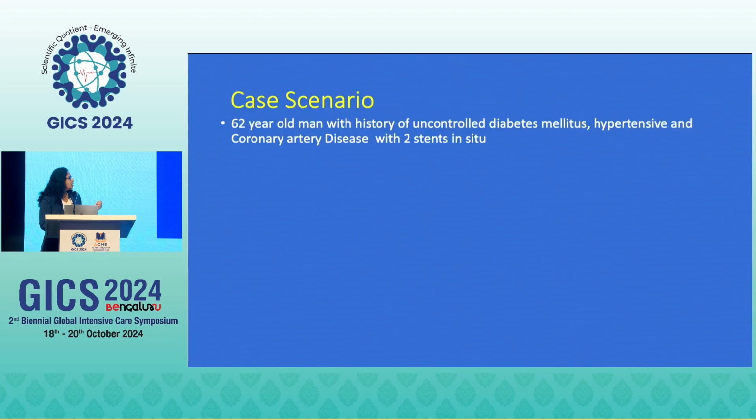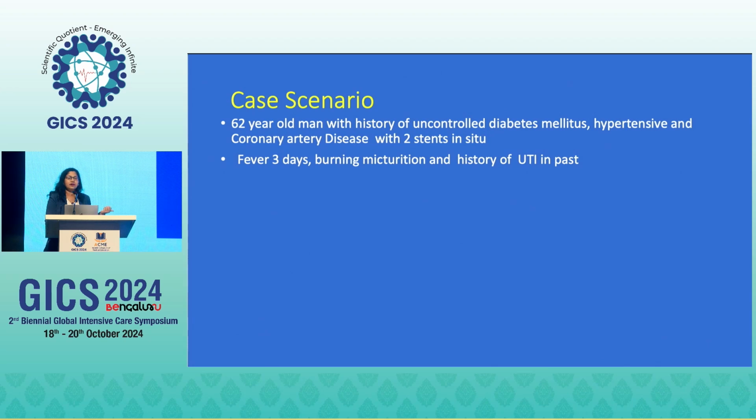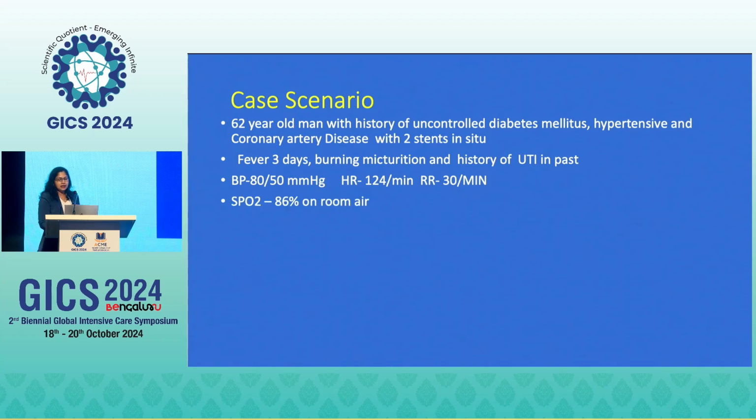So I'll just start with a case scenario. He's a 62-year-old man who is a diabetic, hypertensive. He has a history of fever for 3 days and burning micturition, and has a history of repeated UTI in the past. Now he presents to the emergency department. His blood pressure is low, he is tachycardic, he is hypoxic, but he is conscious, in distress and agonized. So what is the diagnosis?